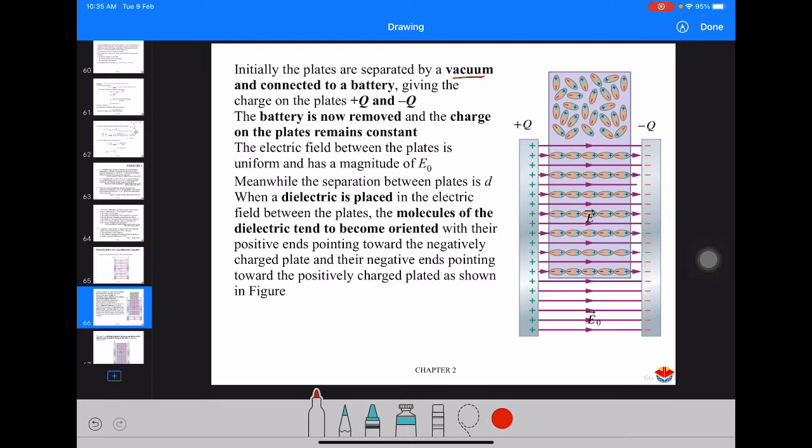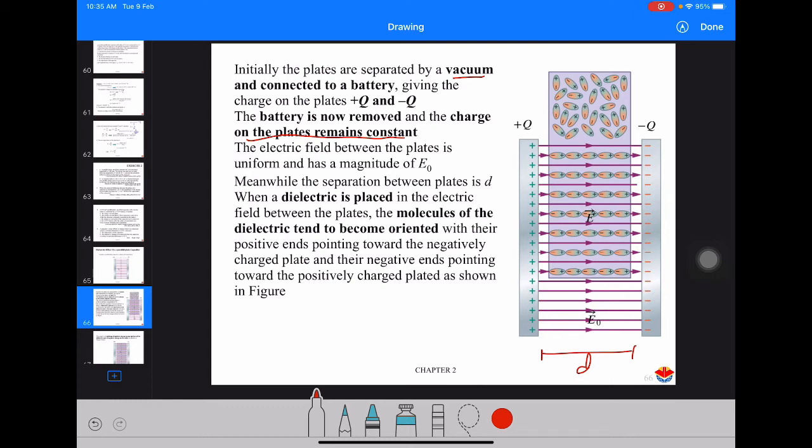The battery is now removed. When you remove the battery, the charges remain on the plates, so the charge remains constant. The electric field between the plates is uniform and has a magnitude of E naught. Meanwhile, the separation between the plates is D, the distance D.